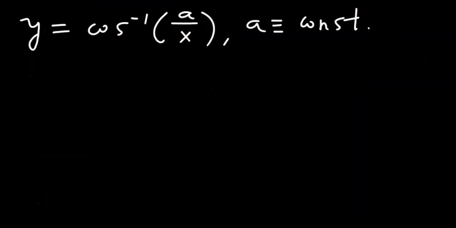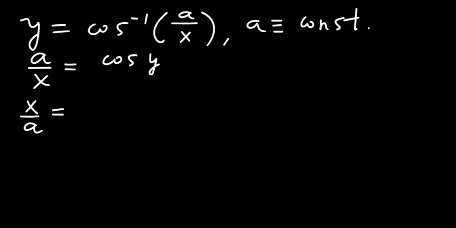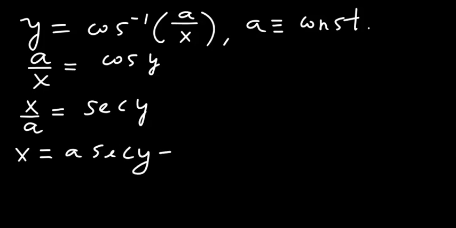Now let's look at this function. Note, it is an inverse cosine, but x, the variable, appears below, and a is a constant. But you play the same trick. First, express x in terms of y, so a over x is cosine of y. That means x over a is secant of y, and x is a secant of y. A secant of y is quite simply a over cosine of y.